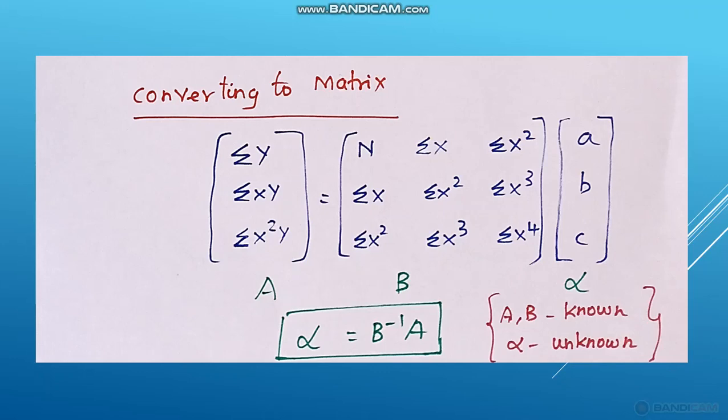So in this matrix equation we know the A matrix and the B matrix, and we don't know the alpha matrix. We will find the alpha matrix by using B inverse into A. Alpha is the parameter matrix, so we will find this parameter matrix by solving B inverse into A.